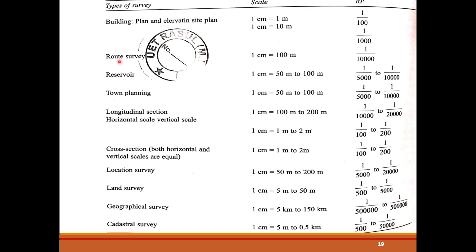Okay. Route surveying, 1 centimeter equal to 100 meters. Similarly, for reservoir, town planning, longitudinal section, horizontal scale and vertical scale, and cross section, both horizontal and vertical scales are equal. Location survey, land survey, geographical survey, cadastral survey. Okay, these are the examples in which different scales are selected and different representative fractions can also be observed.